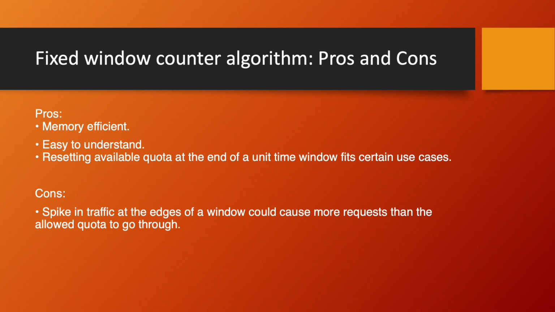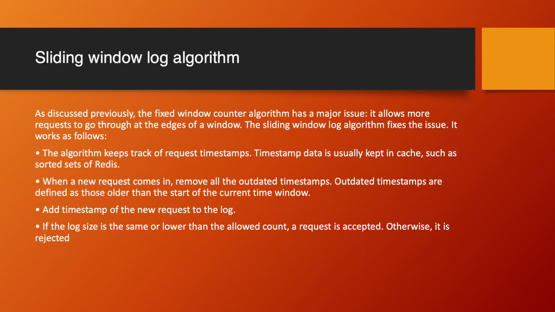So the pros and cons would be: the pros would be that it's memory efficient, it's easy to understand, and resetting available quota at the end of the time unit fits certain use cases. The cons would be that a spike in traffic at the edges of the window could cause more requests than the allowed quota to go through. Let's look at the sliding window log algorithm now.